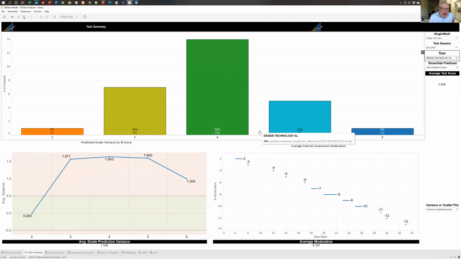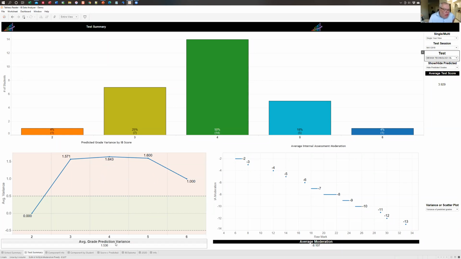This is design and technology. And what you're going to see is their variance is much, much higher. Students who earned a 6, on average, were predicted to earn a 7. Students who earned a 5 were predicted 1.5 marks above that. Students who earned a 4, that trend continues. This is an example of predicted grades that are out of alignment with IB.